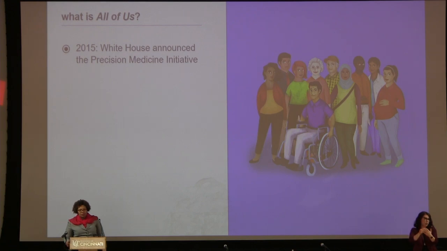So in 2015, the Obama administration announced the Precision Medicine Initiative, which is a multi-agency directive to usher in a new era of precision medicine for everyone. It incorporates activities from multiple departments in the U.S. federal government, from the Department of Defense to Energy to the National Institutes of Standards and Technology to several areas in the Department of Health and Human Services, including NIH.